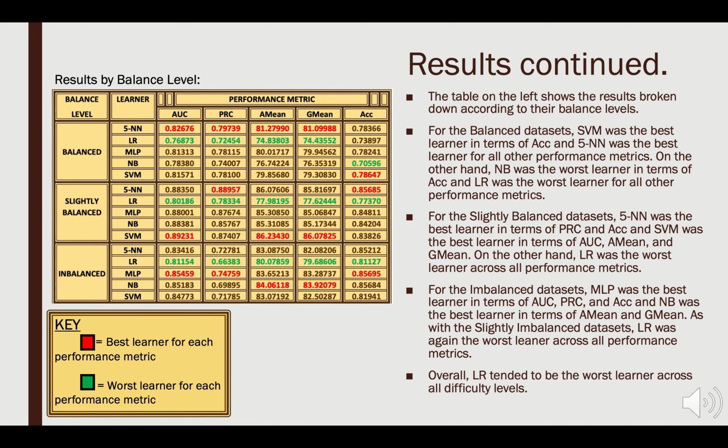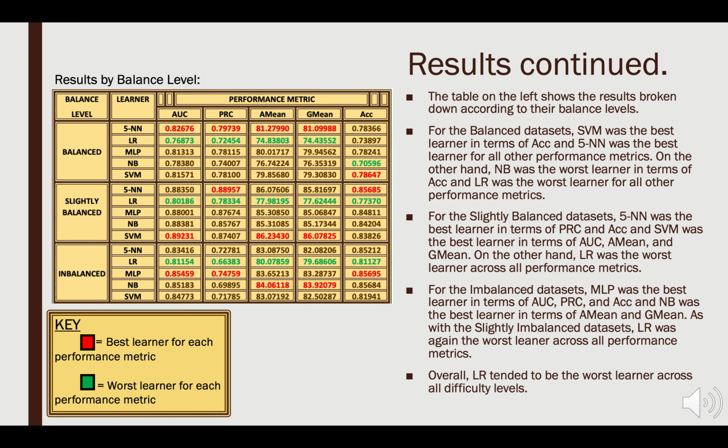Results continued. The table on the left shows the results broken down according to their balance levels. For the balanced datasets, SVM was the best learner in terms of ACC, and 5NN was the best learner for all other performance metrics. On the other hand, NB was the worst learner in terms of ACC, and LR was the worst learner for all other performance metrics.